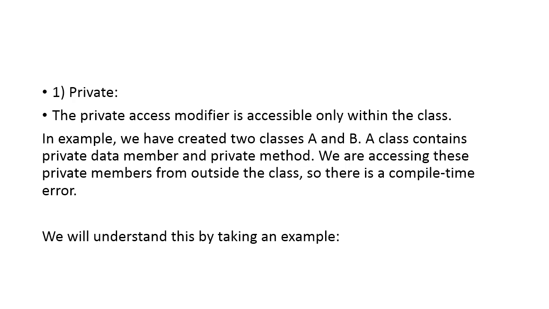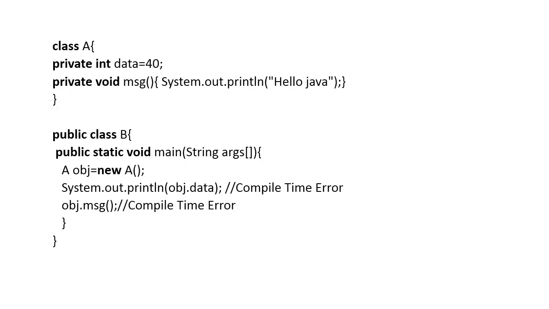In the next slide you can see that in class A I am defining private int data equal to 40 and a private void message method, which does System.out.println hello Java. I am declaring one more class B. Inside class B there is a main function, public static void main, and I will create the object of class A.